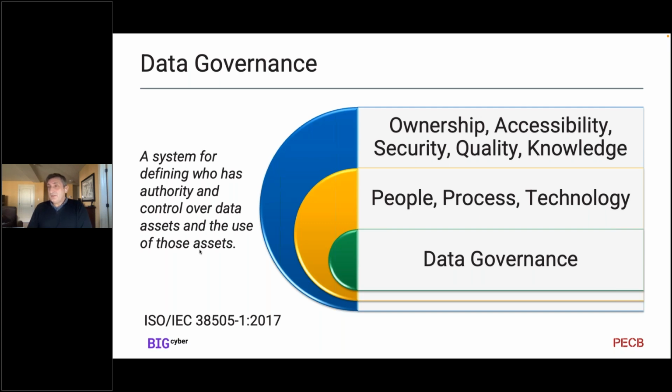And then ownership, accessibility, security, quality, and knowledge are all key concepts under data governance as well. So ownership, as we all know with assets, knowing what assets you have, especially information assets, isn't enough usually. You also need to know who is responsible for owning that asset, so that if someone wants to get access to that asset, they know who they're supposed to ask for the access from. It's not IT that owns infrastructure or data or assets. They're custodians of those tools for the organization.